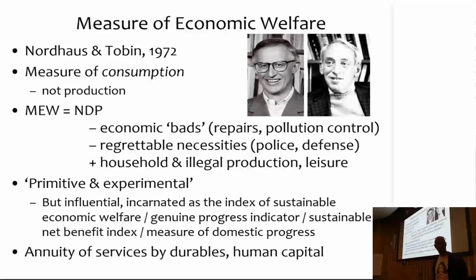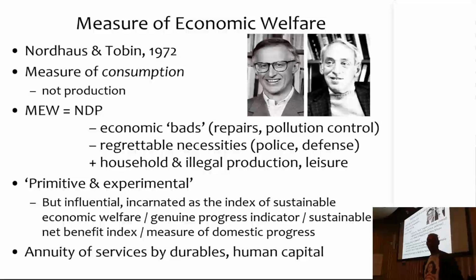The first measure that was actually proposed, at the same time as the Weitzman paper came out in 1972, was by Bill Nordhaus and Jim Tobin, who you see here. Nordhaus on the left, much younger; Tobin was already advanced in age. Both Nobel laureates for very different things. Essentially they proposed a measure of economic welfare, which is a measure of consumption, not production, and it's essentially net domestic product. And then they subtracted all the things that are bad, but economic activities nonetheless, such as repairs, pollution control, medicine that you buy, and that sort of stuff, all the stuff that you actually would rather do without.